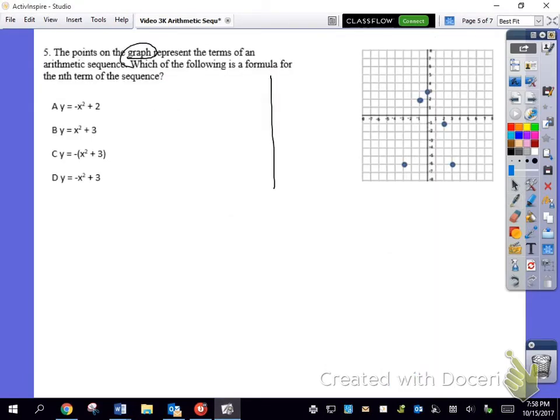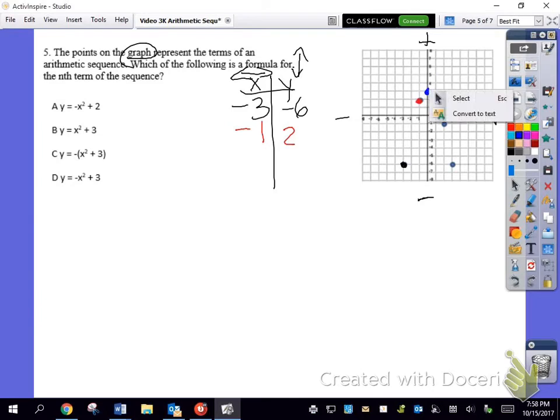On the next one, number 5, the points on the graph, I have to use the graph. Remember the x and the y: the x says you go left or right, the y tells you go up or down, negative, positive. So this first point is negative 3, negative 6. The next point is negative 1, positive 2. This point right there is 0, 3. I stayed put and went up. This next point is 2, negative 1. And this last point is 3, negative 6.